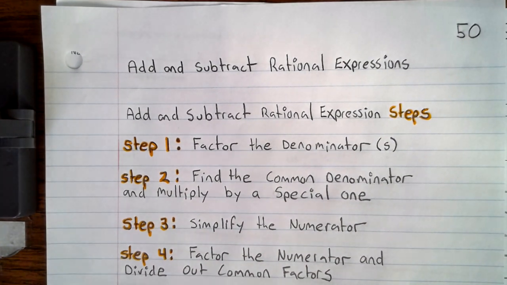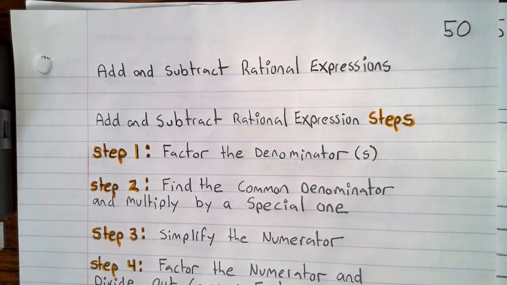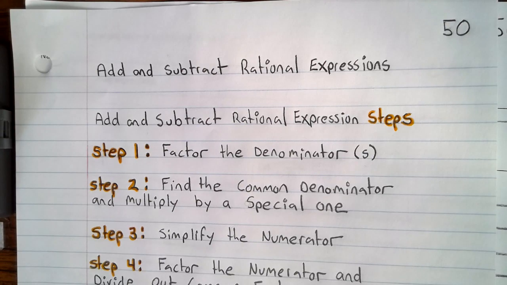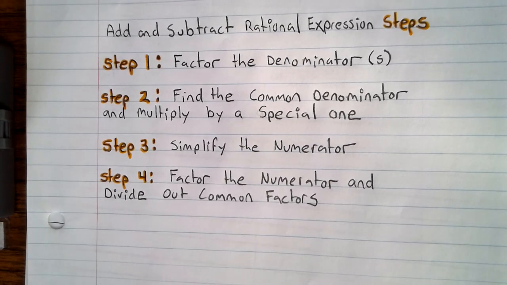All right. Let me move the camera over there. All right, good. Add and subtract rational expressions on page 50. Add and subtract rational expression steps. Step 1. Factor the denominator or denominators. Step 2, find the common denominator and multiply by a special one. Step 3, simplify the numerator. Step 4, factor the numerator and divide out common factors.